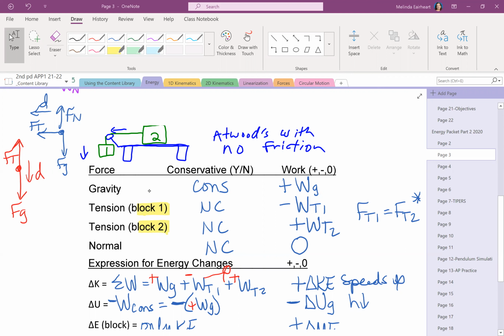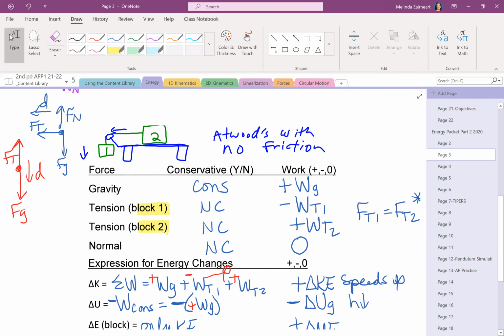But so far right now, FT1 equals FT2. And so with that, I got that gravity is doing positive work. The tension 1 is doing negative work. The tension 2 is doing positive work, and normal does none. Good? All right, now use the force diagram visual to help figure that out. And then the changes in kinetic energy.